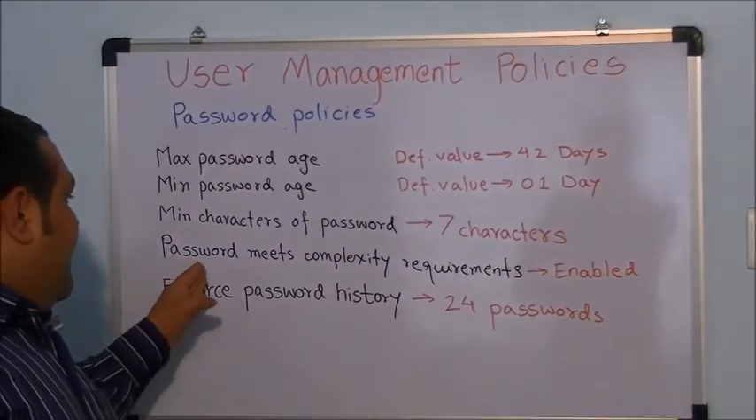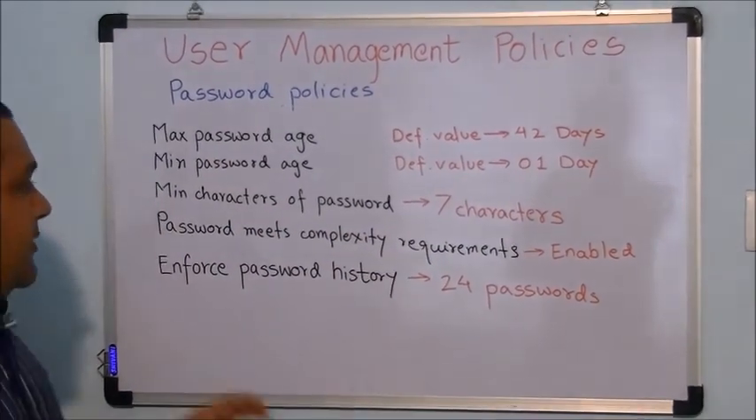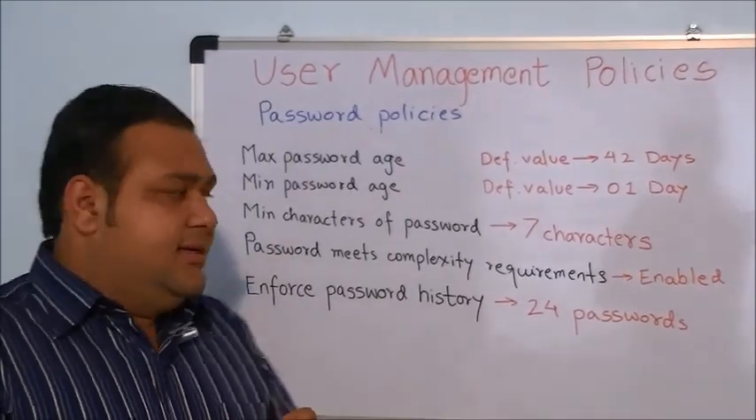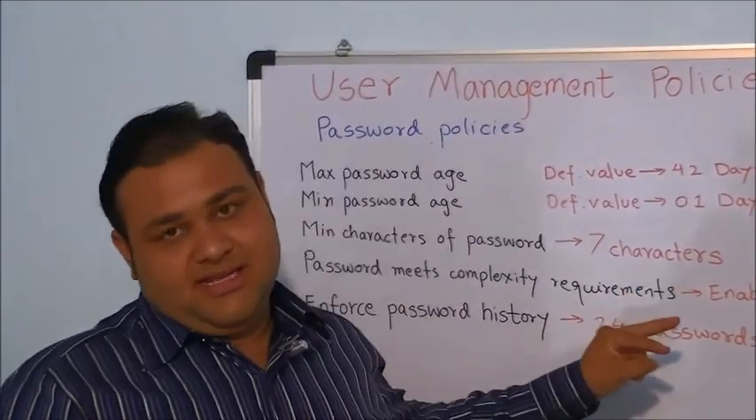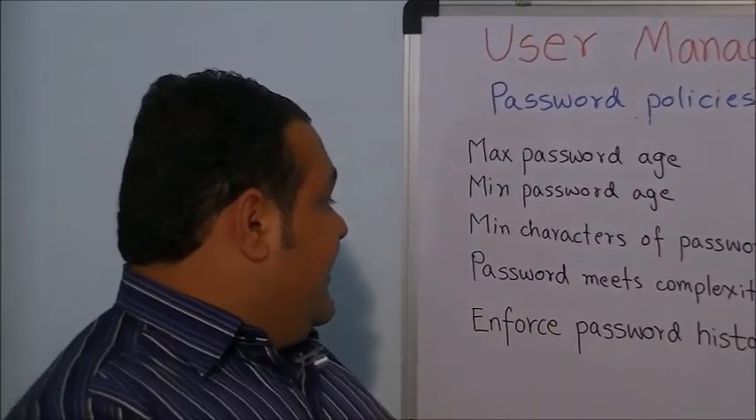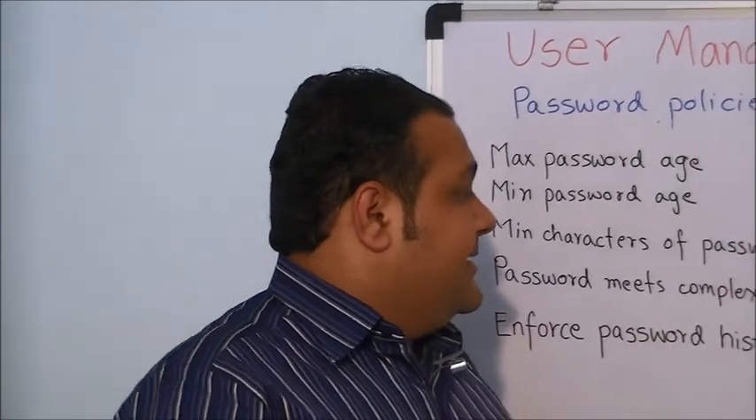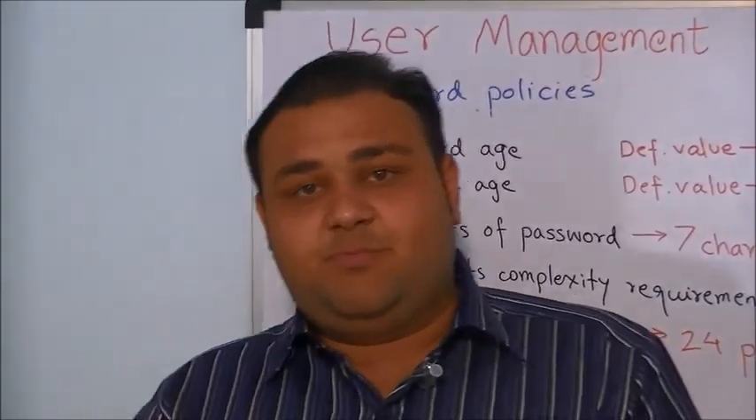Now, password meets complexity requirements. Over here, the scope of selection is only 2. It can be enabled or disabled. By default it is enabled. Now what is the meaning of password meets complexity requirements? It determines how a user can make his password.